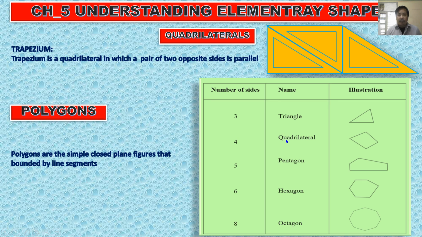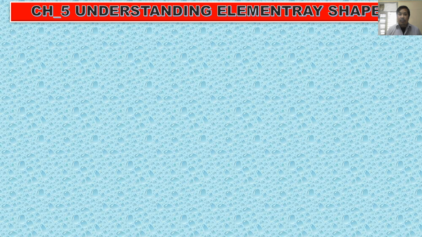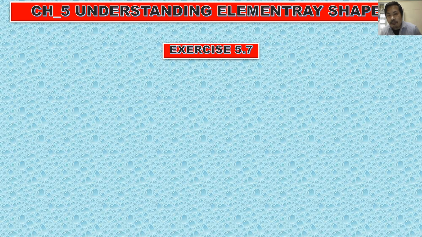Now let us go to the next part of the chapter. Here we have the next part of the same chapter. Then we have the exercise, exercise 7.5. In 7.5 we have question number 1. Here in question number 1 we have to say true or false.